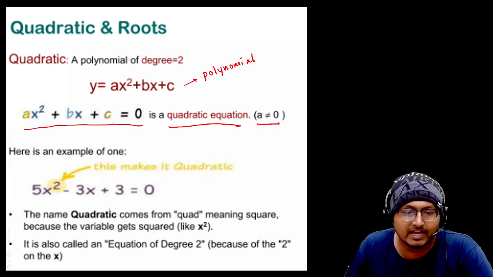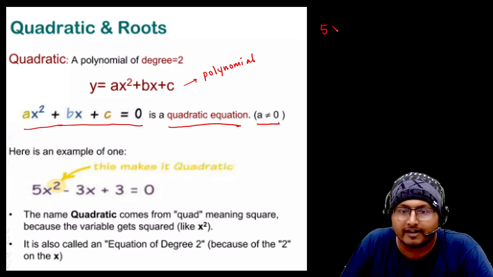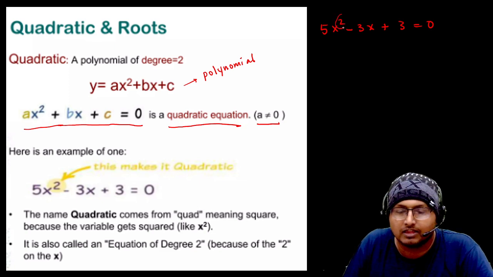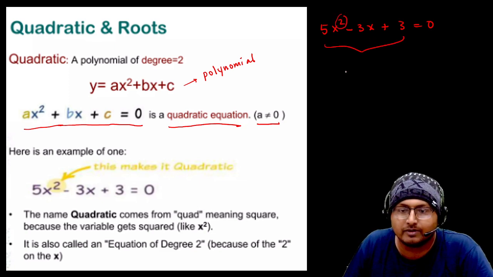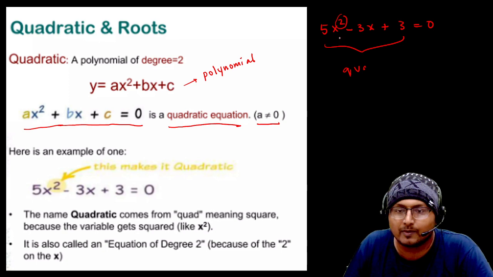Like for example, 5x square minus 3x plus 3 is equal to 0. See, this 2 is there. Hence, this equation can be called a quadratic equation, because the maximum power of x in this polynomial is 2, right? Hence, it is called a quadratic equation.